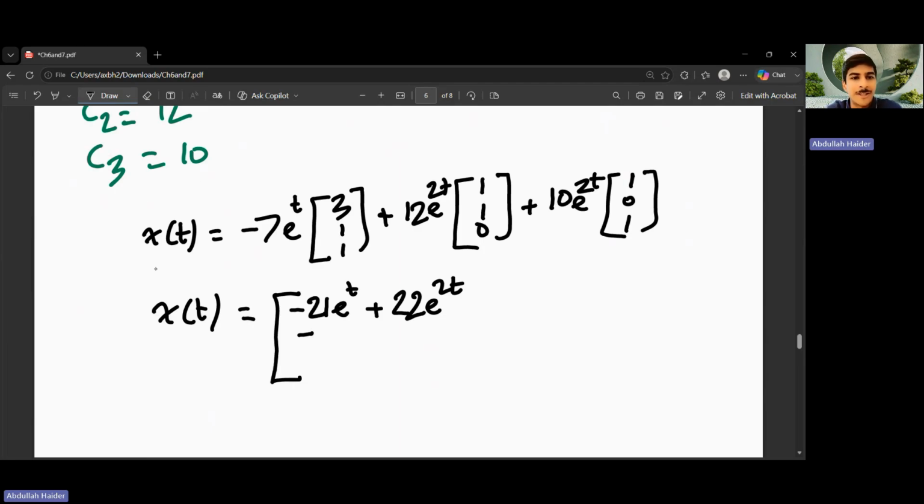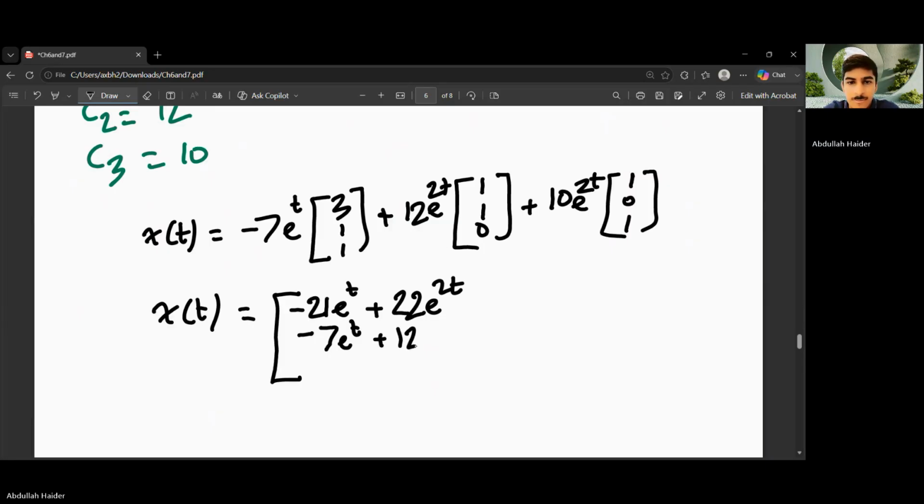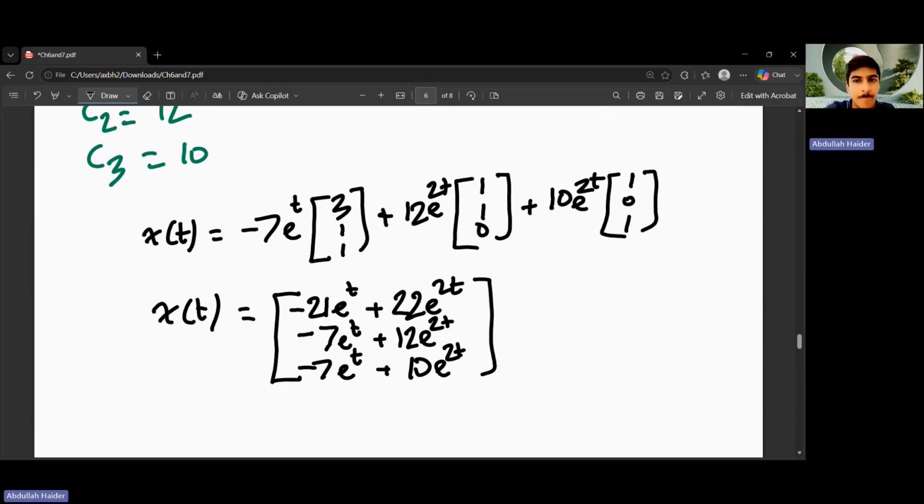To be honest, you can leave your answer as it is, like this. But if you want to keep it as a matrix, you can multiply minus 7e power t, and then this will be 12e power 2t, and minus 7e power t, 12 times 0, 0, 10 times 1 is 10. So both methods are correct. This is how you solve this question.